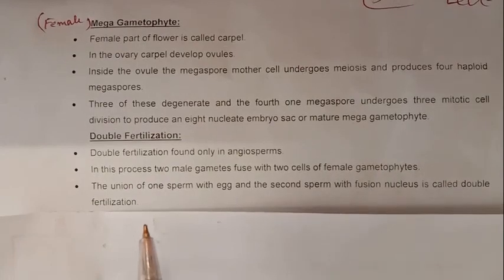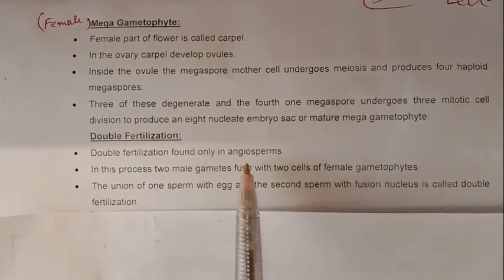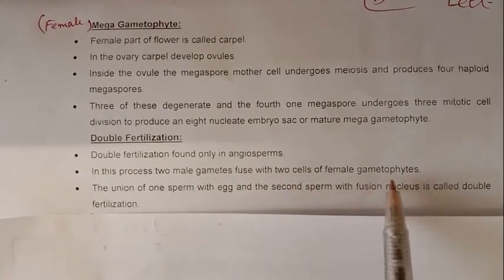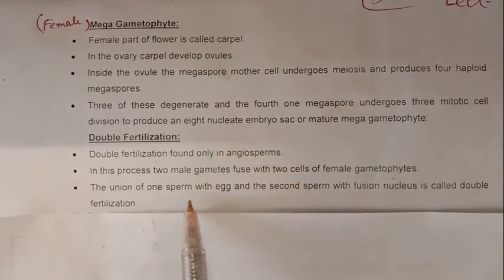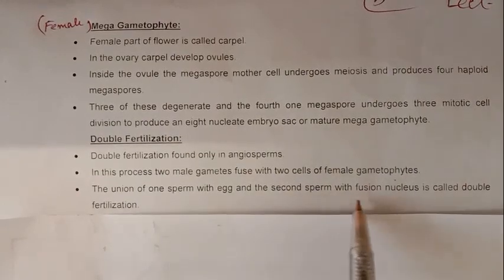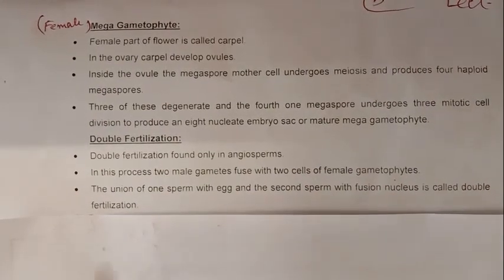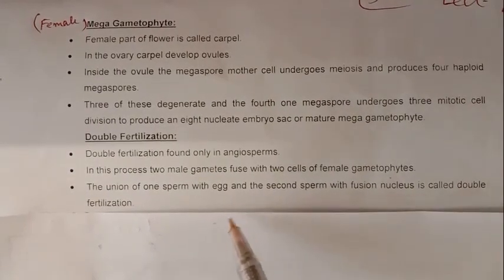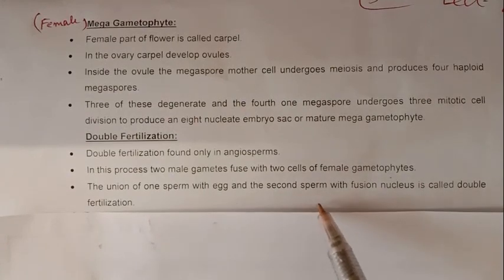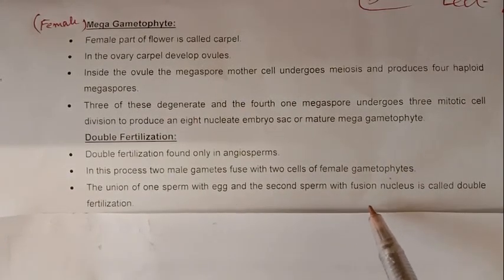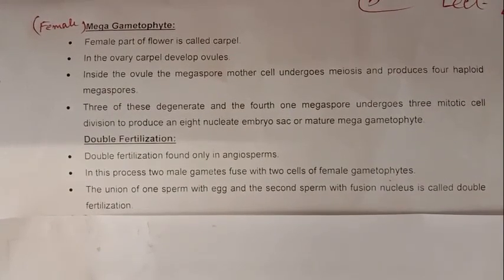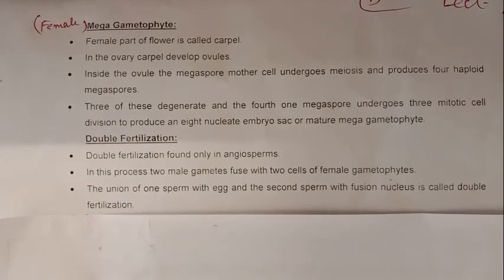Double fertilization. Double fertilization is found only in angiosperms. In this process, 2 male gametes fuse with 2 cells of the female gametophyte. The union of 1 sperm with the egg and the second sperm with the fusion nuclei is called double fertilization. So in double fertilization, 1 sperm fuses with the egg and another sperm fuses with the fusion nuclei of the embryo sac. This is the distinguishing feature of angiosperms that differentiates them from gymnosperms.